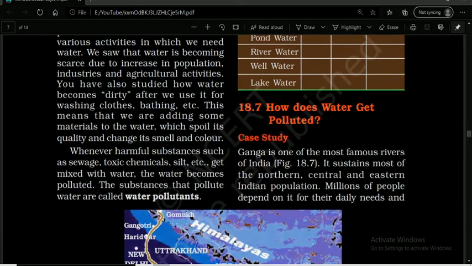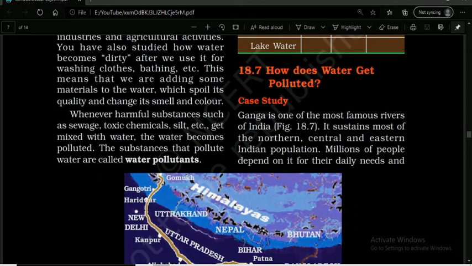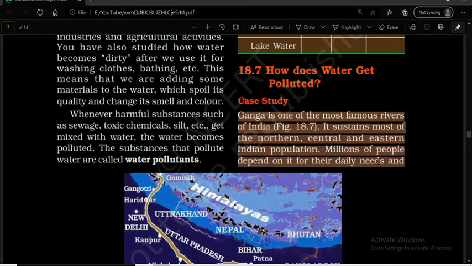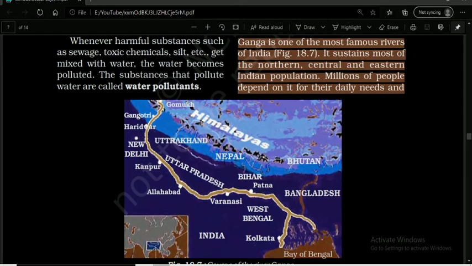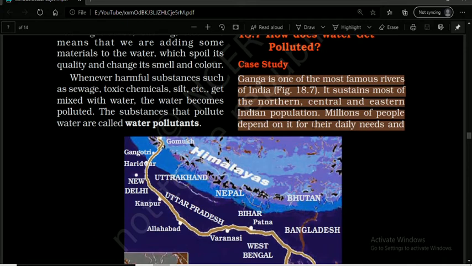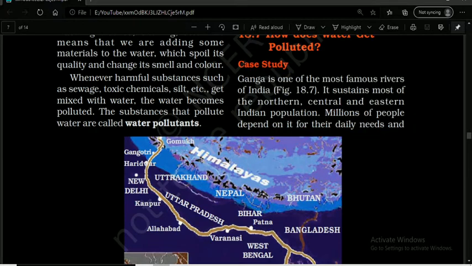So how does water get polluted? Now we will read about that. How does water get polluted? A case study is done here. Ganga is one of the most famous rivers of India, as in the figure given in 18.7, which shows different courses of the river Ganga. It sustains most of the northern, central, and eastern Indian population.